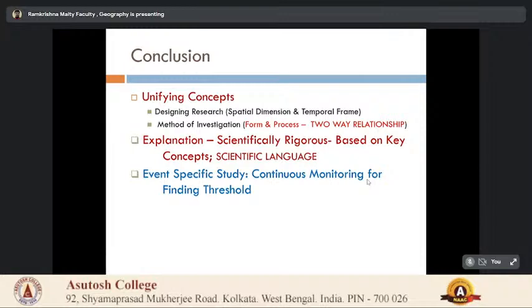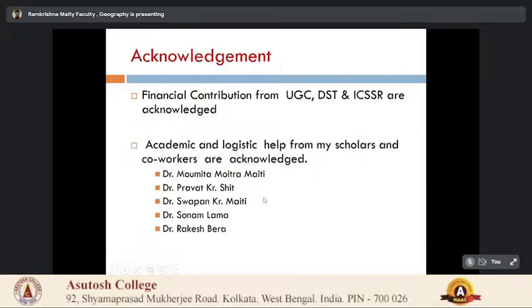But if you are ready to understand the processes, then I will request you to go for continuous monitoring to find the geomorphic thresholds. And you have to go for event-specific studies.